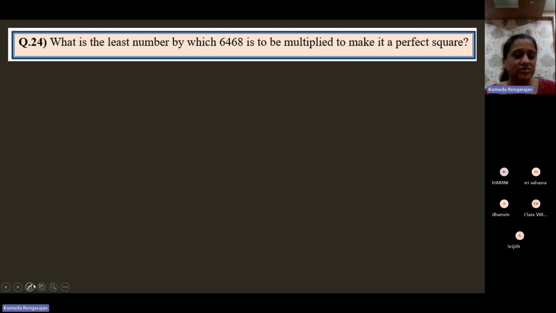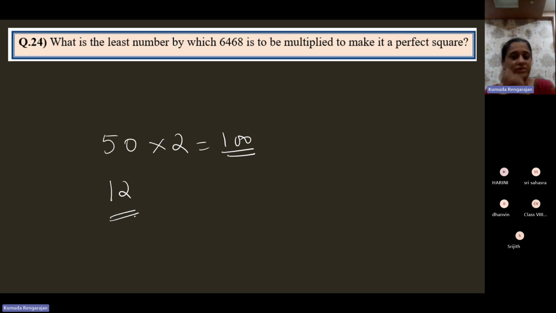So again, coming back to the same example, 50 is not a perfect square. So what is the least number by which 50 is to be multiplied so that it becomes a perfect square? The answer is 2. 50 into 2 is 100 and 100 is a perfect square. Another example, 12. 12 is not a perfect square. What is the least number by which it should be multiplied to make it a perfect square? 3. Because 12 threes are 36 and 36 is a perfect square.